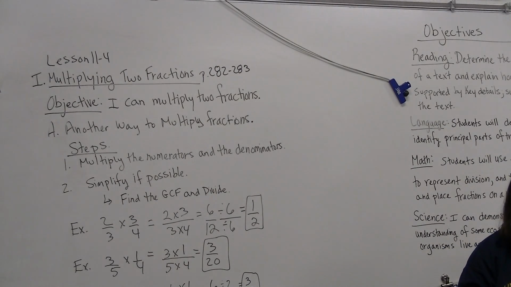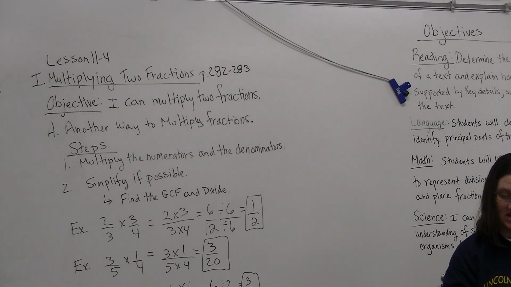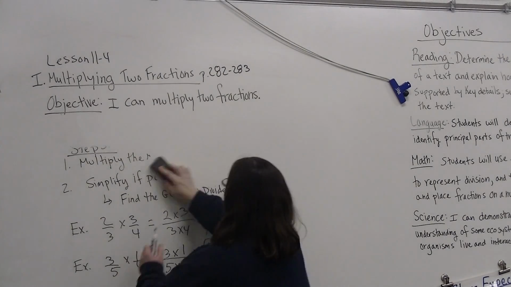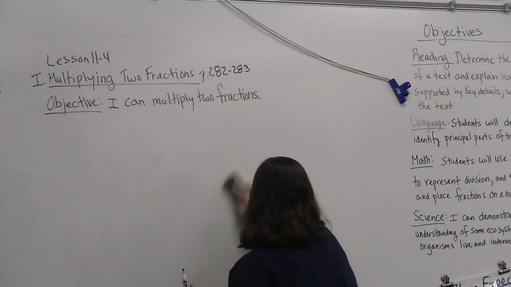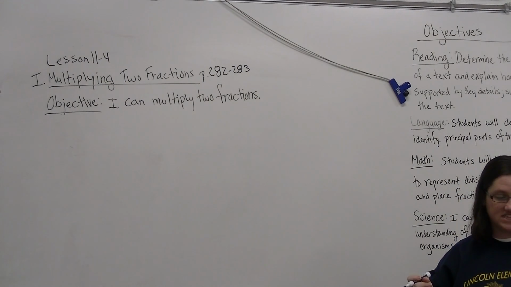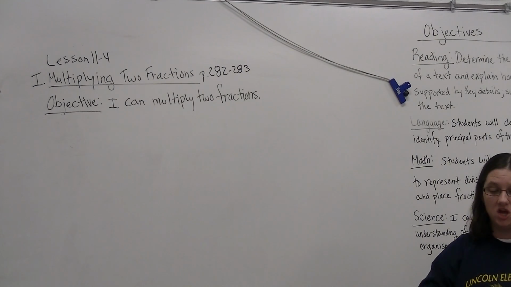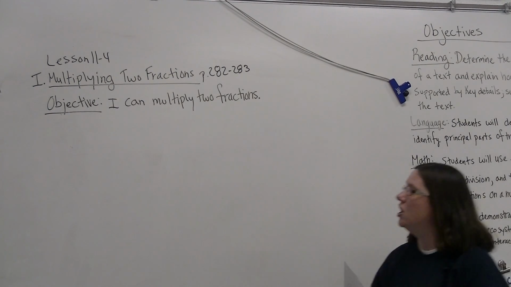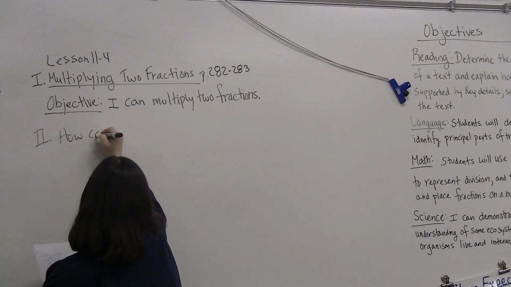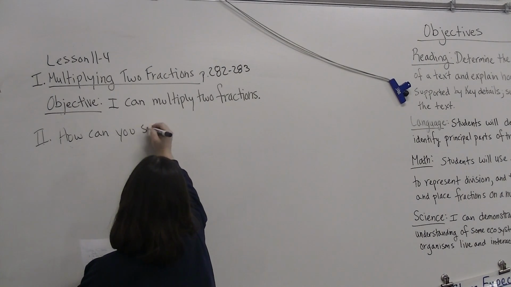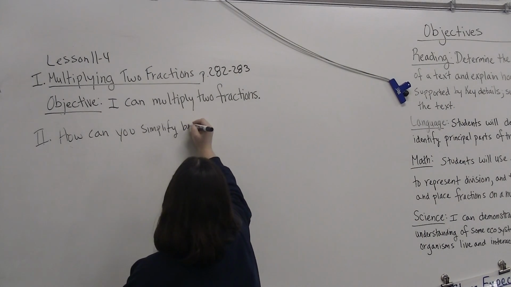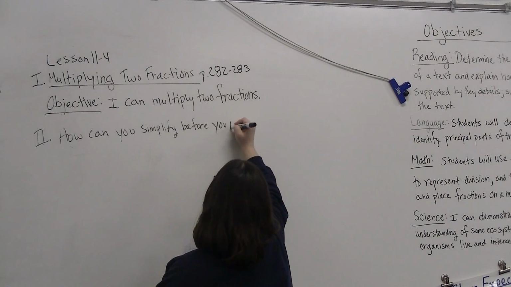We will go now to page 282 where you will see another example. I need you to put Roman numeral 2 on your notes. And we're going to put on that one the question next to the words "another example": How can you simplify before you multiply? Please put that in your notes. How can you simplify before you multiply?